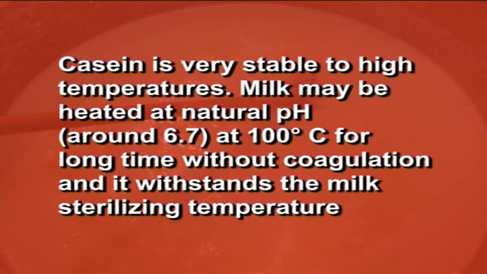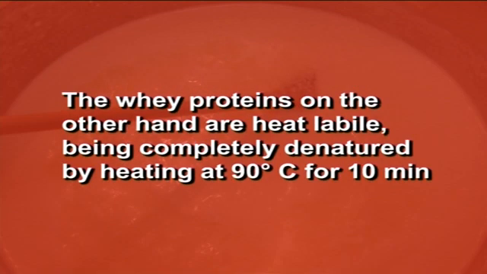Casein is very stable at high temperatures. Milk may be heated at natural pH, around 6.7, at 100 degrees Celsius for a long time without coagulation, and it withstands the milk sterilizing temperature. The whey proteins, on the other hand, are heat labile, being completely denatured by heating at 90 degrees Celsius for 10 minutes. Caseins are phosphoproteins containing on average 0.85% phosphorus, while the whey proteins do not contain phosphorus.